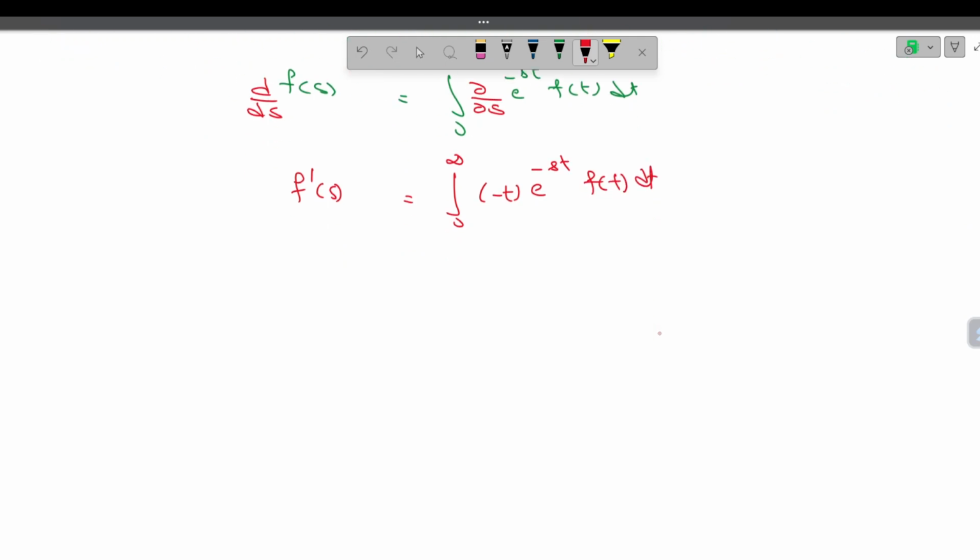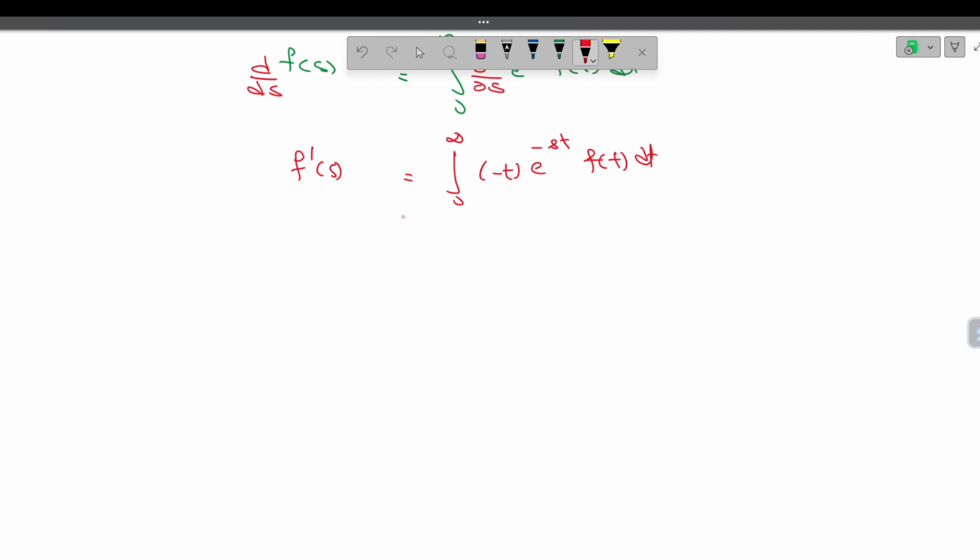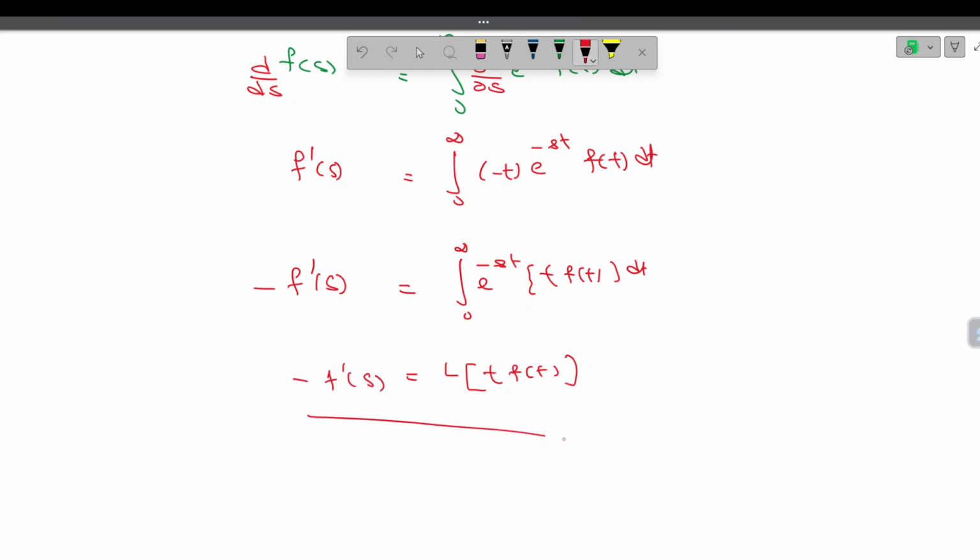What we are doing is multiplying by minus. So I am taking minus outside: minus F dash of s equal to the integral from 0 to infinity of e to the power of minus st, t f of t dt. This is, by the definition, the Laplace transformation of t f of t, which is the same as minus F dash of s. So this is the proof we have done.